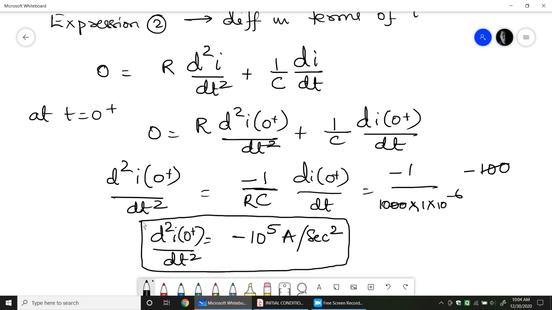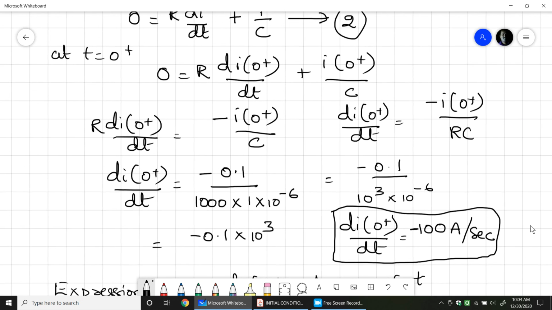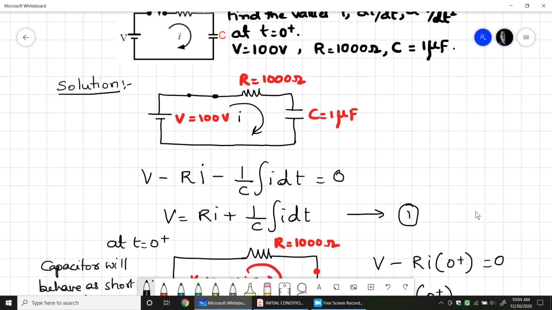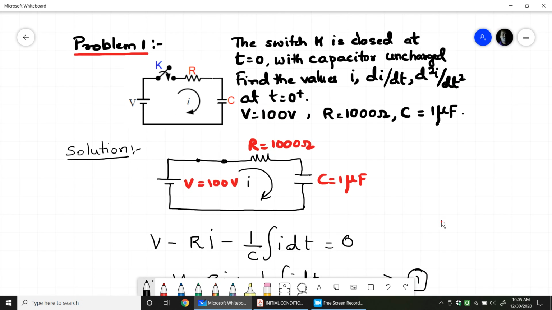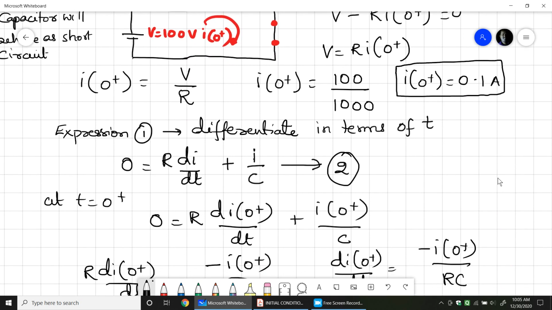Now this is the question which was asked: to find out the first and second derivative of the current I, and also the current I at t equals 0 plus, for the given circuit. For the given circuit, we found the current I of 0 plus at t equals 0 plus would be equal to 0.1 amps.